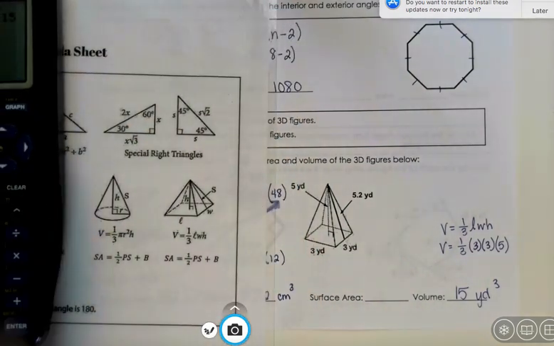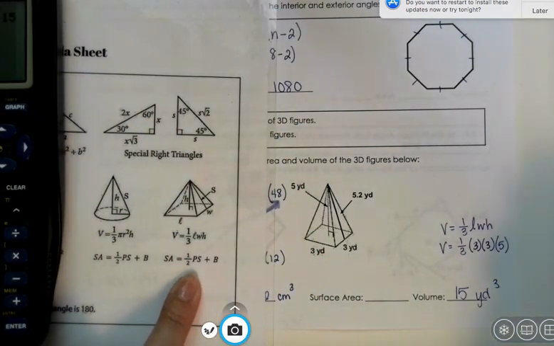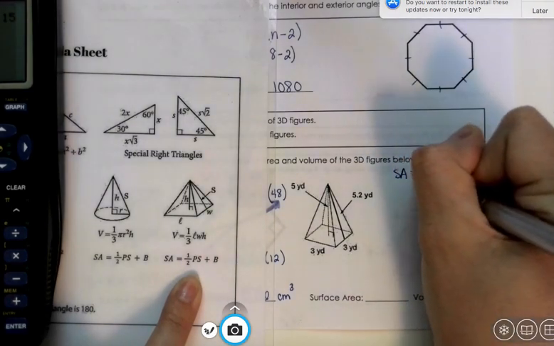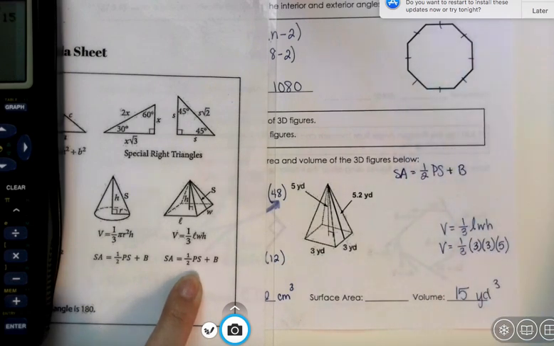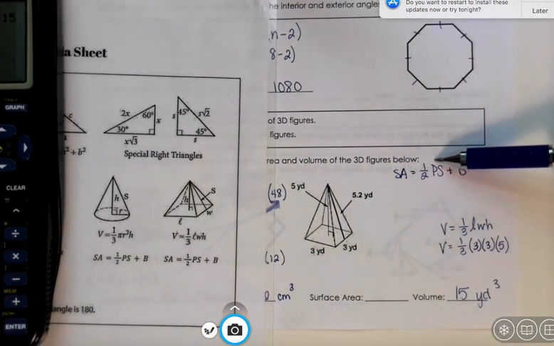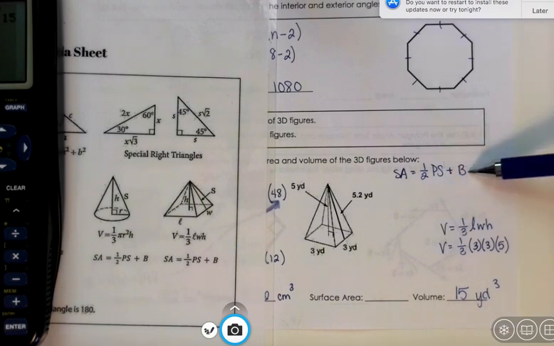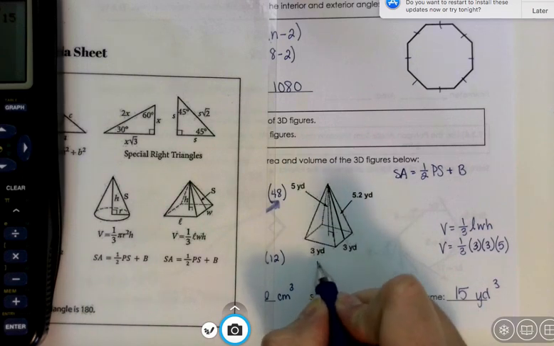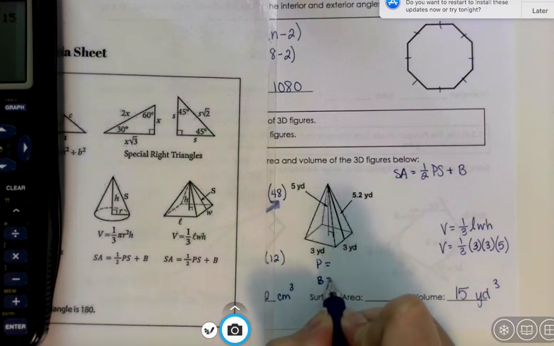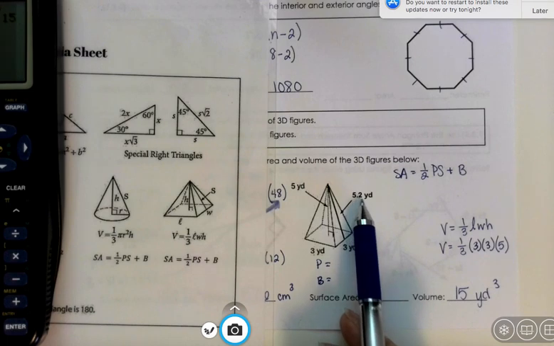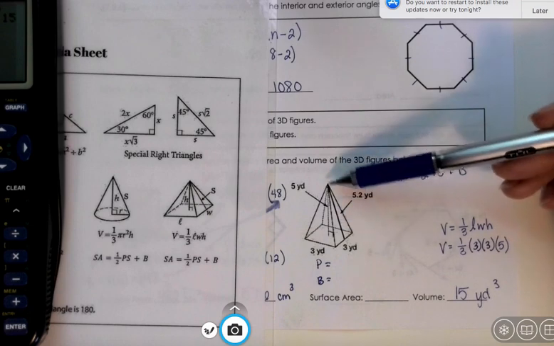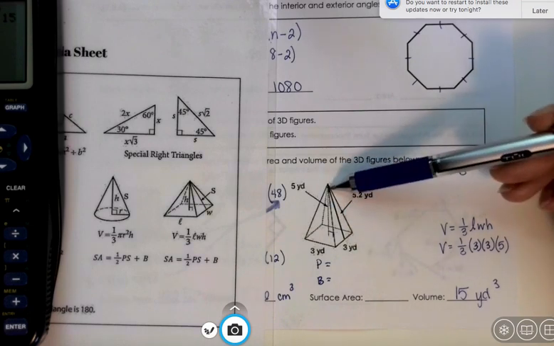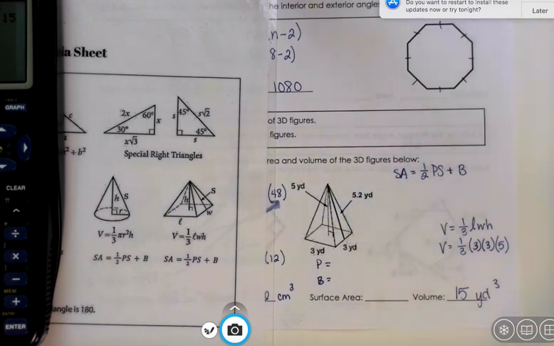Now we're going to look at our surface area. So my surface area, I'm just using the formula here. I'm going to do it up at the top. So I have 1/2 P times S plus B. So P is the perimeter of my base, S is my slant height, and B is the area of my base. So off to the side, I want to figure out what is P and what is B, because I'm also given my slant height already. My slant height is the height that is slanted down one of the faces. So it's down that triangular side there.